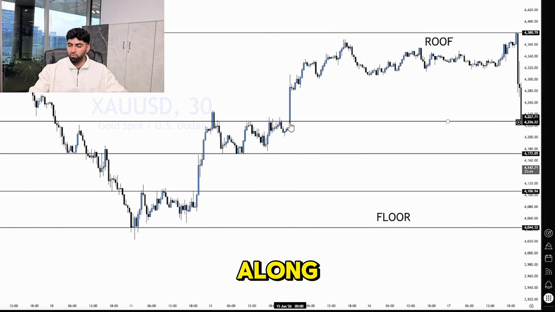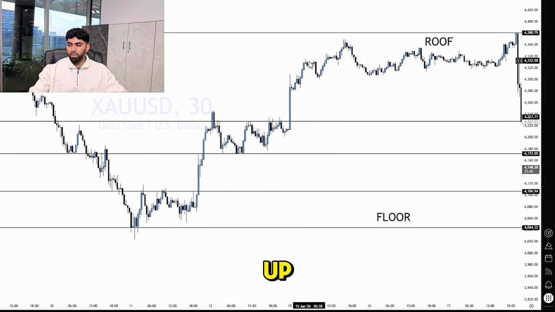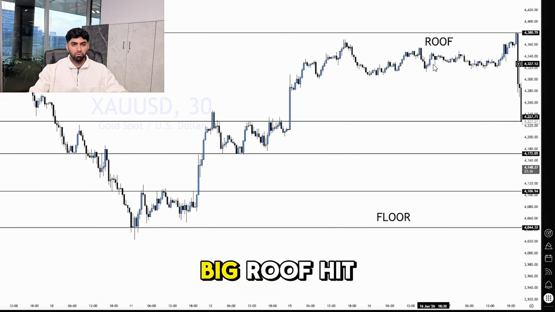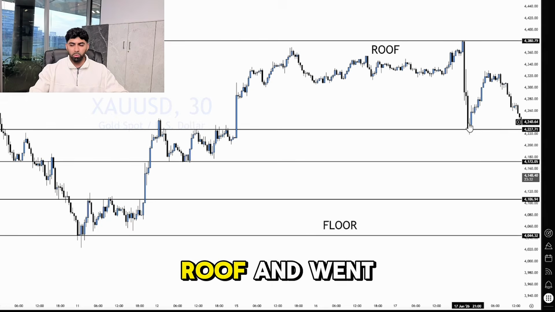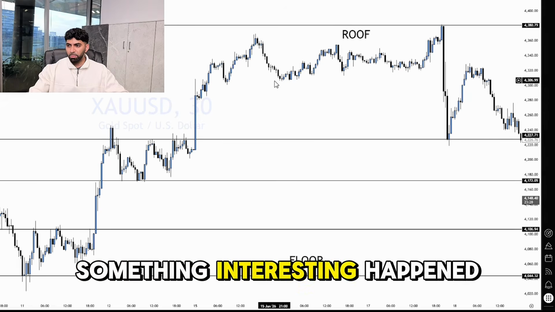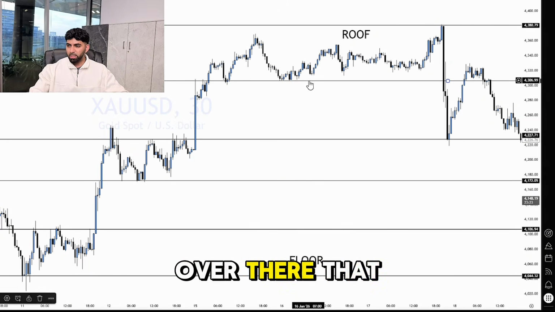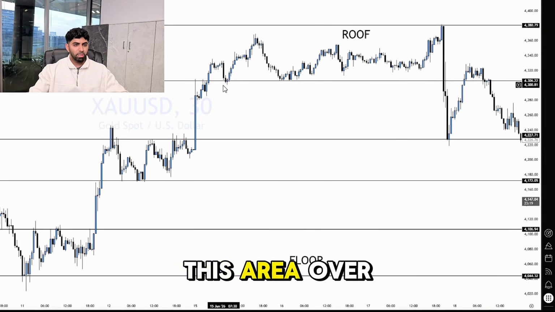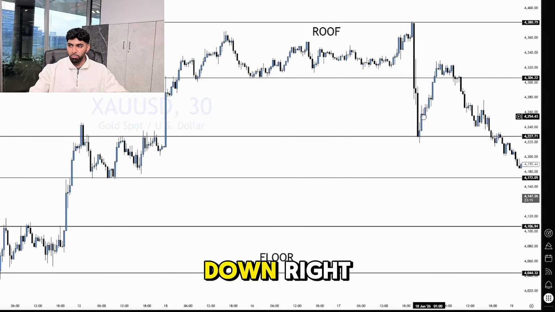Again, you're going to follow along. It broke through this level over here, went up, hit this point, came down, went up to the big roof, hit down, big roof, hit down, went again here, hit the big roof and went all the way down, right? You can see again, something interesting happened over here at the bottom. You can see over there that the price was kind of held up or supported at this area over here, bounced up, and then went down, right?